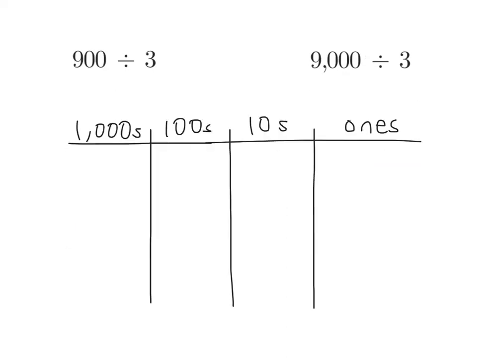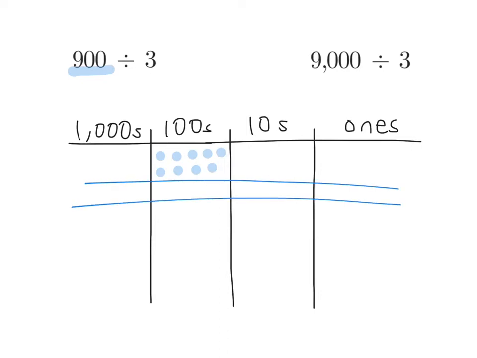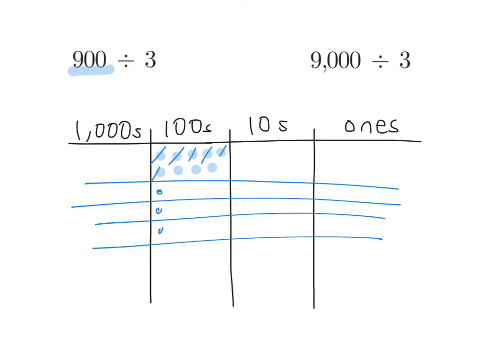Okay, now we have 900 divided by 3 and 9,000. Let's do 900 first. Okay, so my whole is 900. This time I have 9 in the hundreds column, right? And so using repeated reasoning, if I'm dividing it into 3 equal groups, 1, 2, 3, there we go, I can put 1 in each group. And then my quotient will be however much is in one group. It's 3 hundreds.